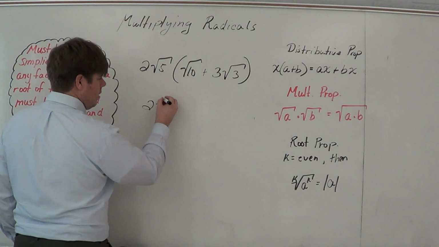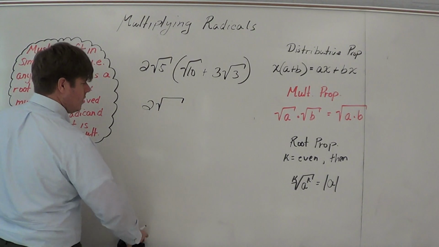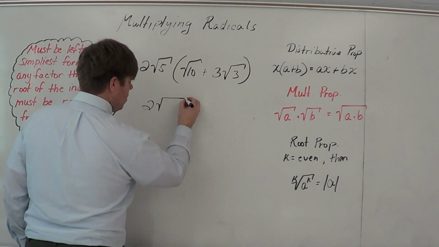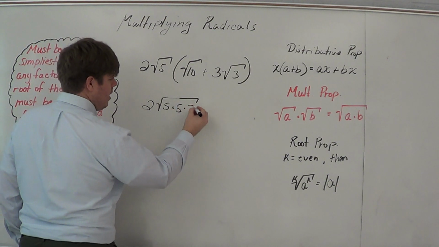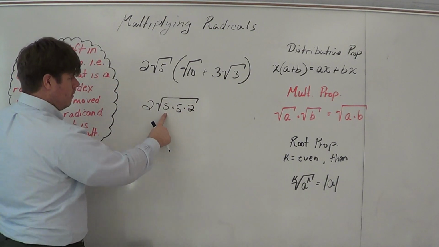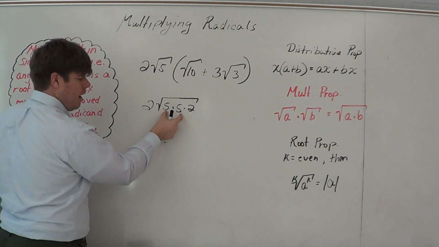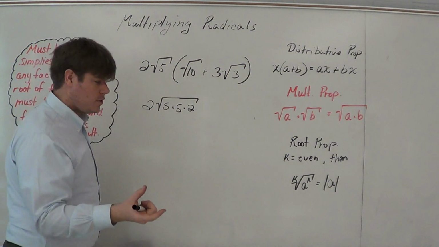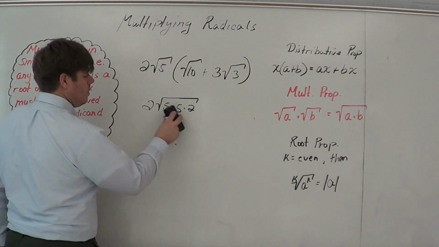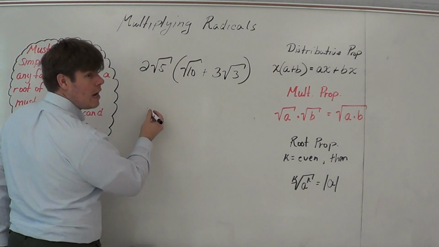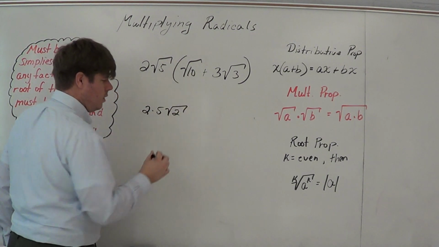So I have this, and I'm going to write 10 as broken into its factors. So this is really 5 times 2. Here's my root 5 right here, and here's my root 10. So what I have here is 5 times 5, which is really 5 squared. Utilizing this property out here, I pull out the 5. So what I'm left with is 2 times 5 times root 2.